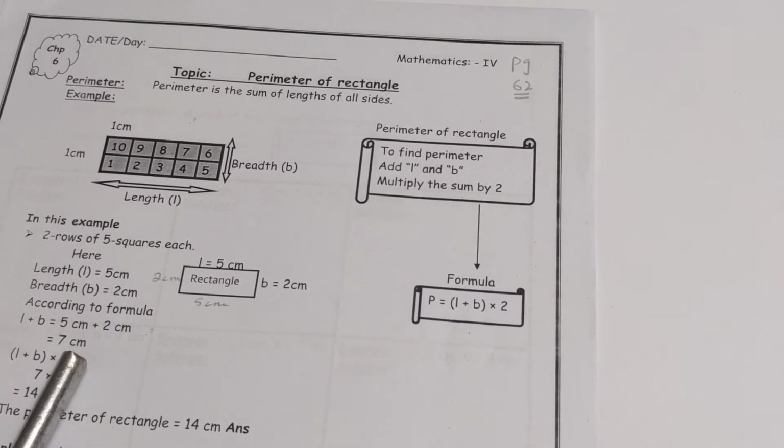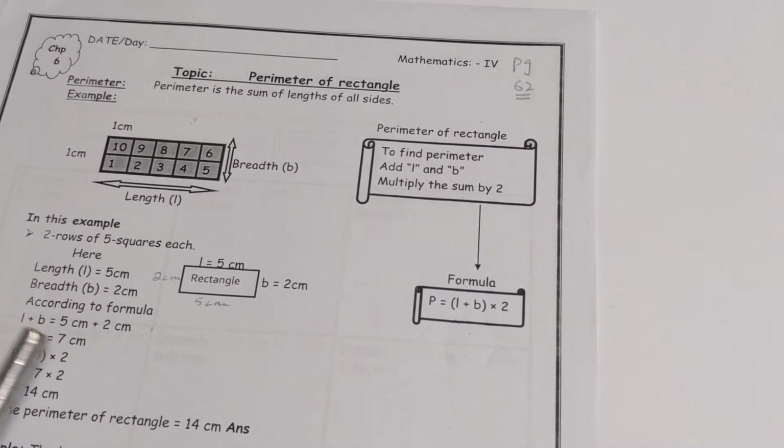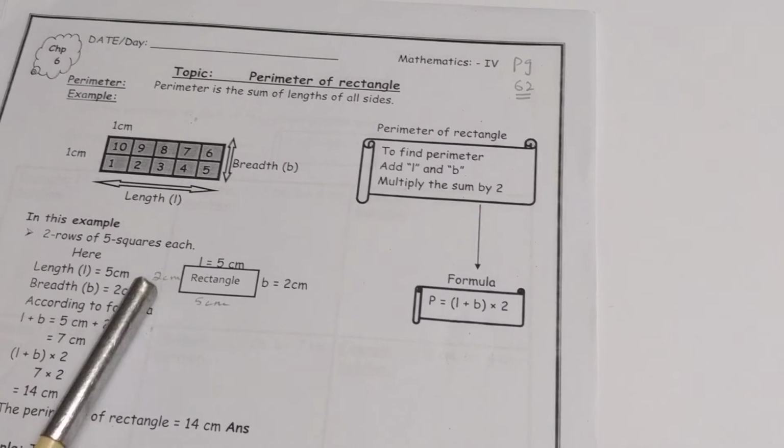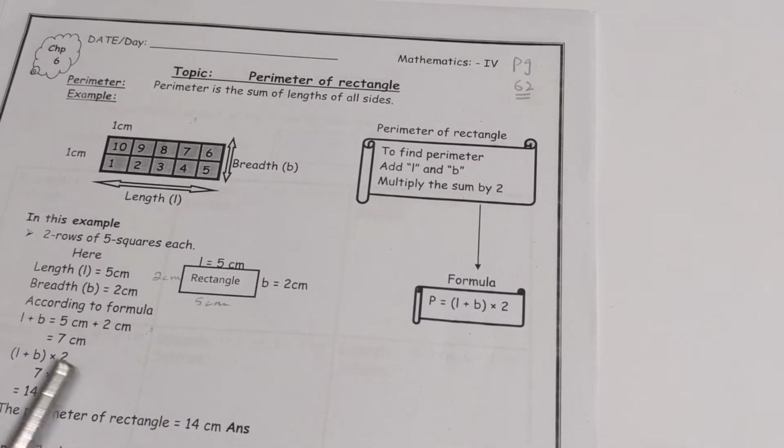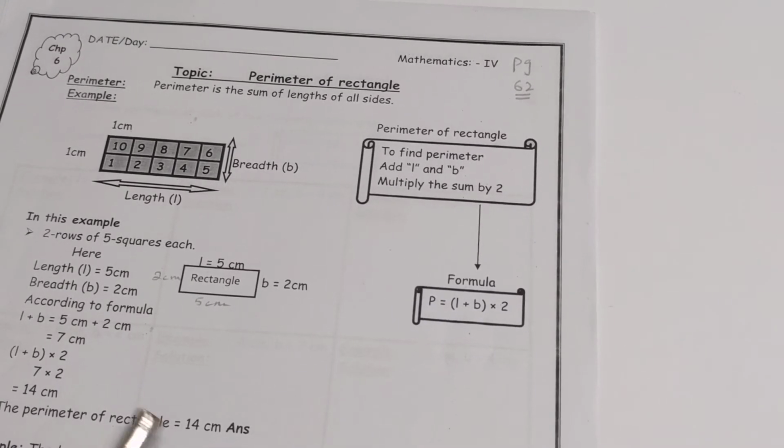Clear? Now 7 is the sum of the length and breadth. As there are two lengths and two breadths, you will multiply the sum of the length and breadth by 2. Okay, so 7 multiply by 2. 7 2s are 14. So the perimeter of the rectangle is 14 centimeter.